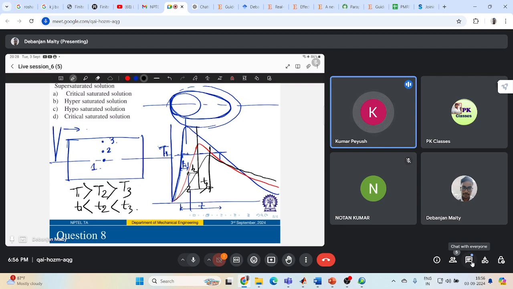Sir, can you explain this graphical concept briefly again? The oval shape, this graph and this rectangular portion. Yeah, yeah.